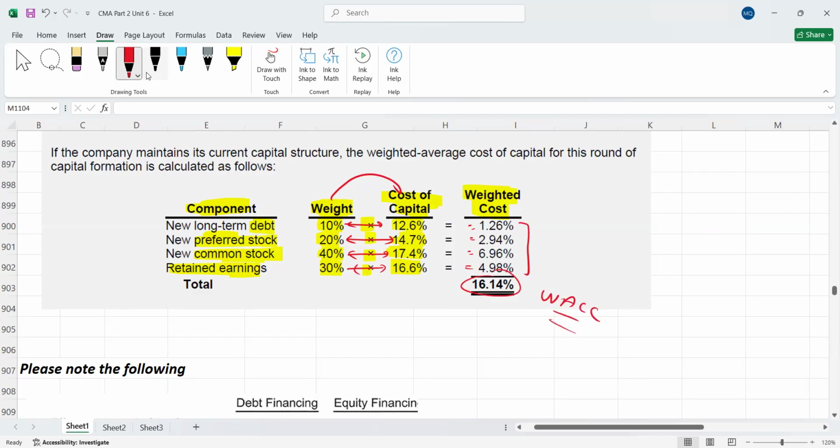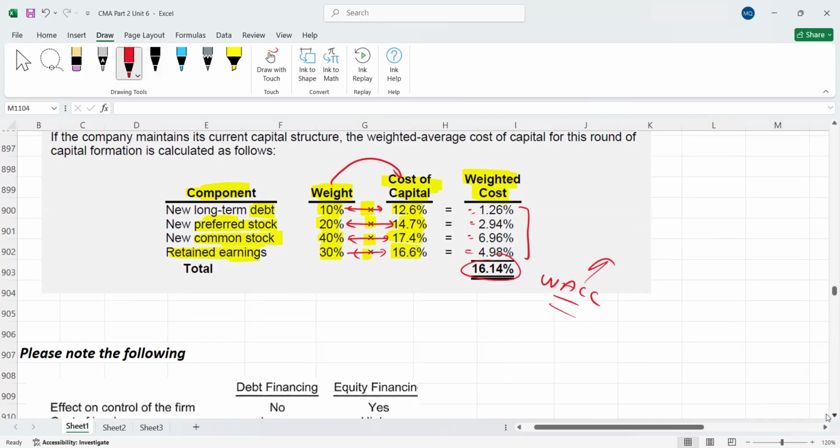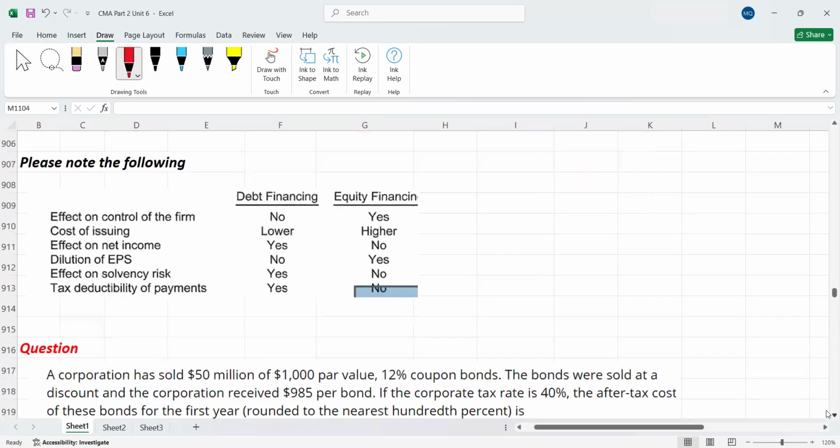Okay, guys. Great. So now this WACC obviously we use in the net present value calculations to discount the future cash flows in the investment appraisal that we will see later. Okay. So now here we have one more short summary. Please remember, sometimes they may ask you about the debt financing.